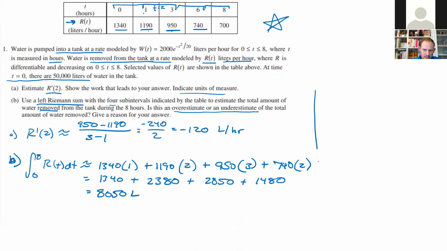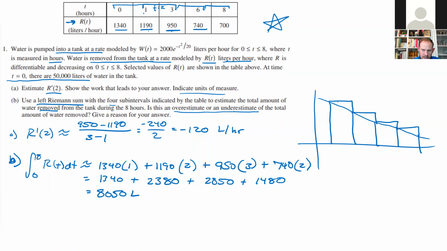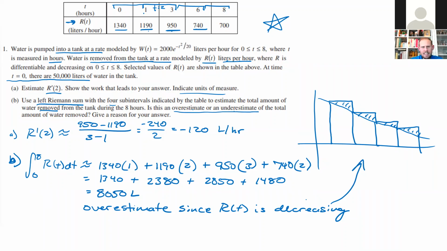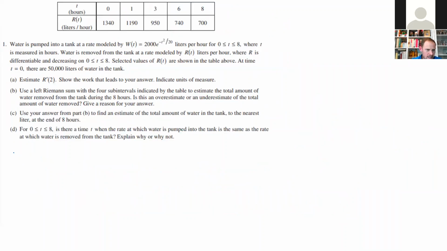So remember, we had a decreasing function, so our function was coming down. If we're doing left-hand rectangles from the left side over, it's always going to be extra area. Like all this is extra, all this is extra, all this is extra. So this would be an overestimate, since R of t is decreasing and since we used left-hand rectangles. All right, next one.